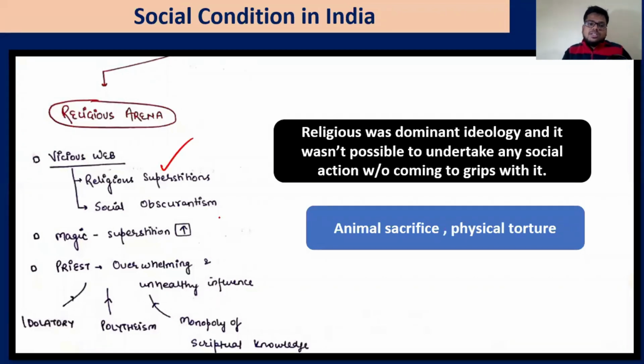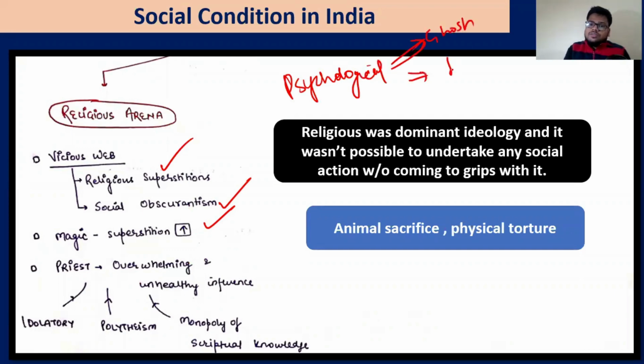So you can see religious superstition, social obscurantism, magic and superstition. For example, some social customs related to marriage, or if you are having any psychological problem or mental health issue, it is related to ghosts, for example, or religion. Still in India we face these problems, but obviously in a diluted sense.